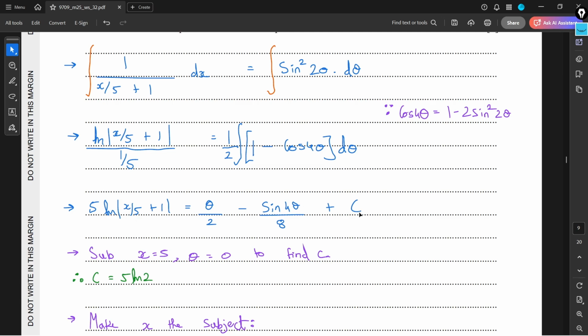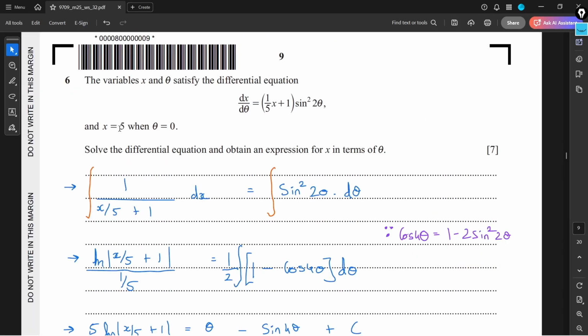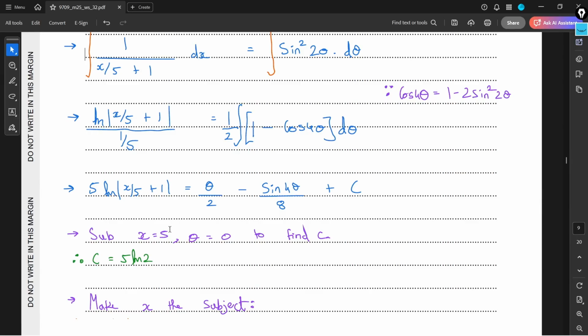But now, how do you find c? As I mentioned earlier, we are going to use this condition of x is equal to 5 and theta is equal to 0. So if I substitute the values of theta is equal to 0 over here and over here, both the terms get eliminated to 0. So my c just equals this term, where if I keep x is equal to 5, this becomes 5 ln 2. And therefore from here I can say that my c is equal to 5 ln 2. And after that, I just need to make this x the subject of formula.